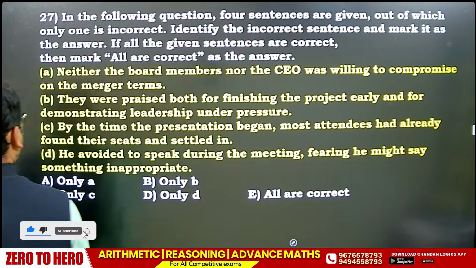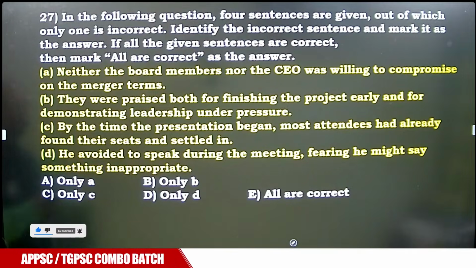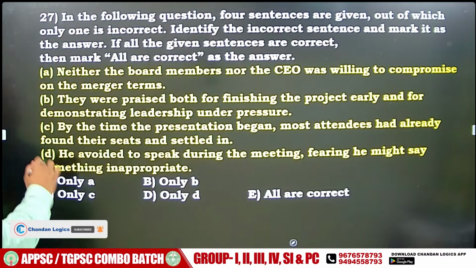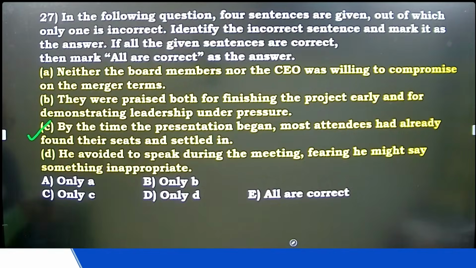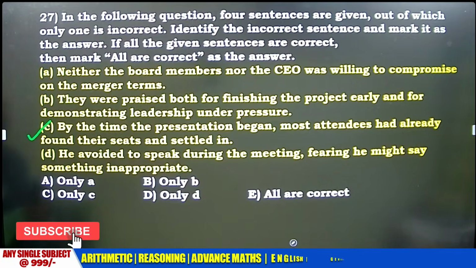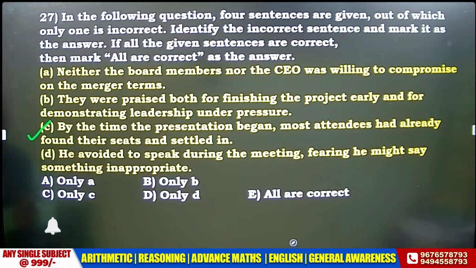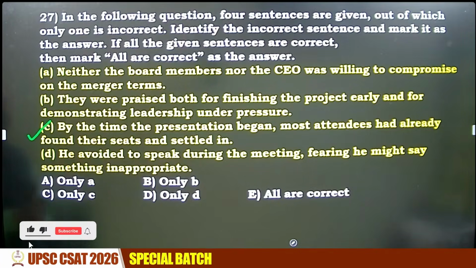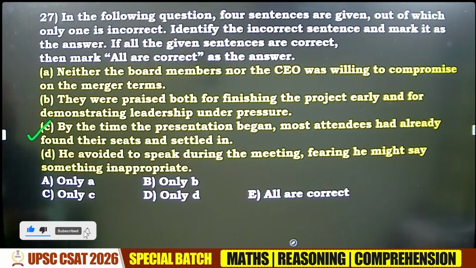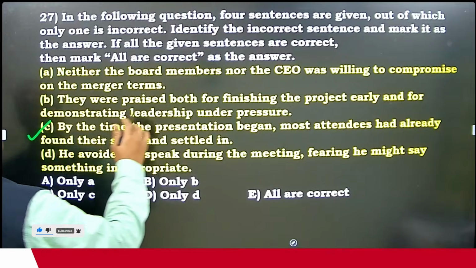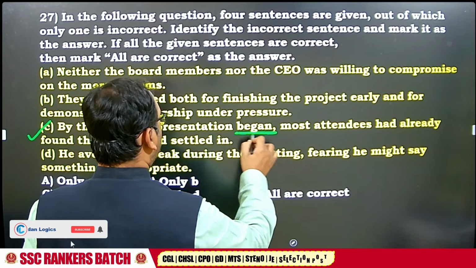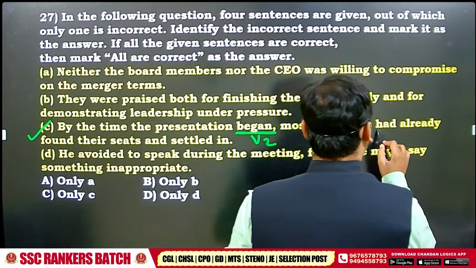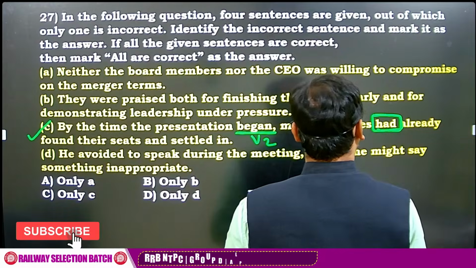Option number C. By the time the presentation began, most attendees had already found their seats and settled in. My dear friends, this is a perfect statement. Why is this perfect? Because the biggest observation that you have to make in this question is tenses. By the time the presentation began, "began" is simple past tense, V2. The attendees had already presented. So this is called past perfect.